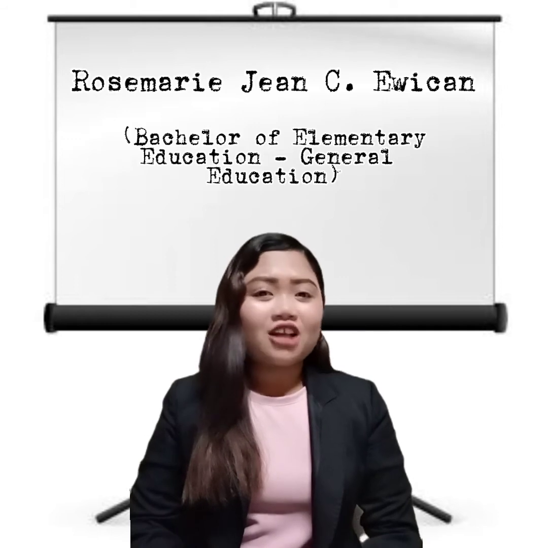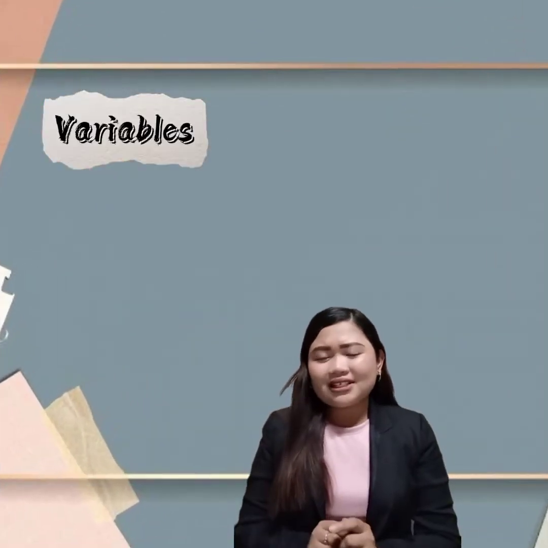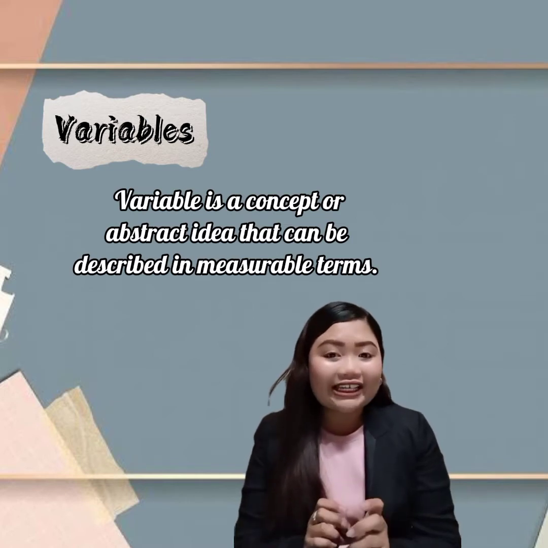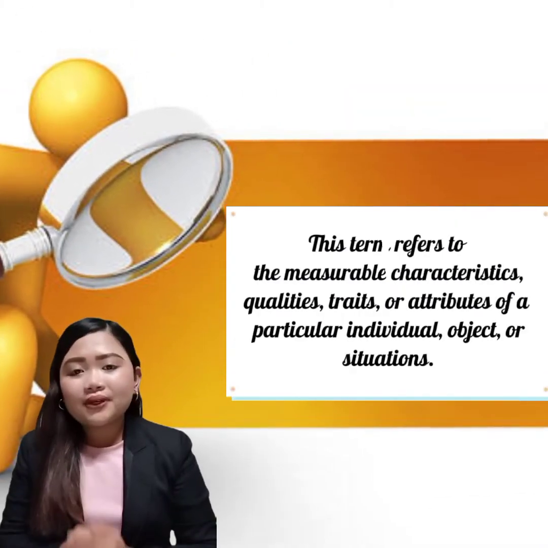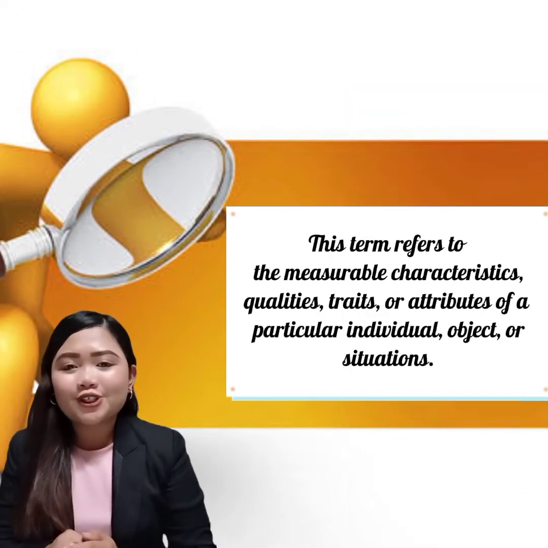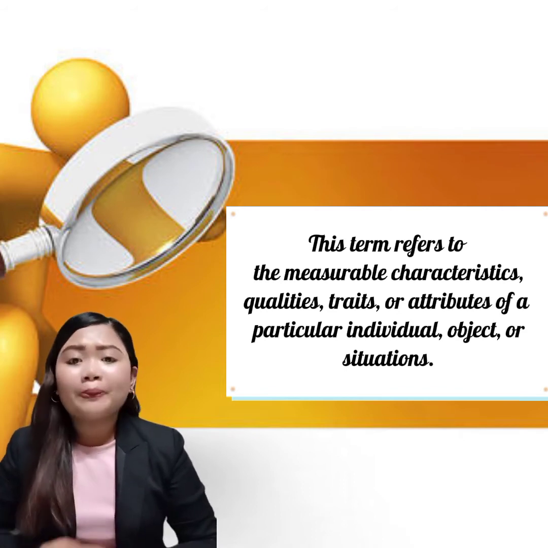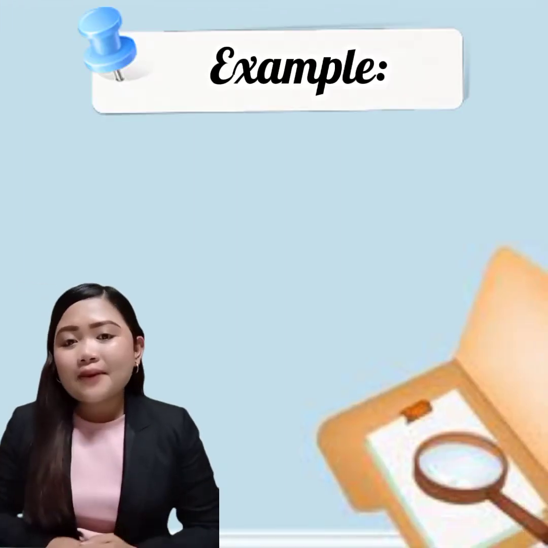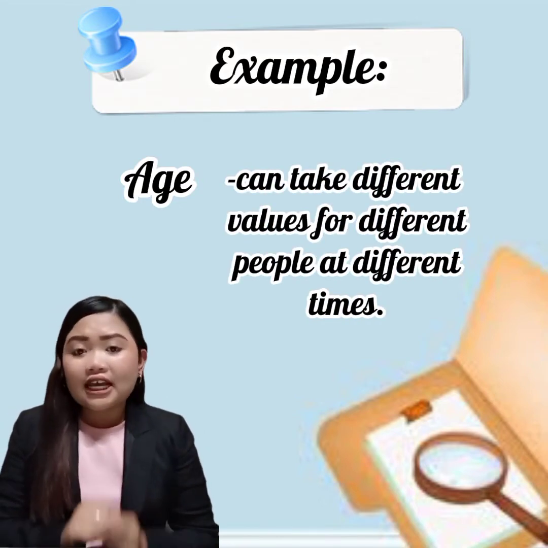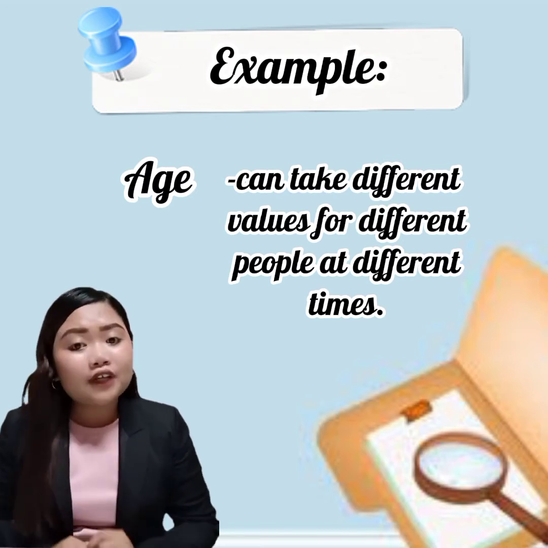The topic that I will discuss for today is all about the dependent variables and independent variables. When we talk about variables, it is a concept or abstract idea that can be described in measurable terms. That's why in research, this term refers to the measurable characteristics, qualities, traits, or attributes of the particular individual, objects, or situations. For example, age.